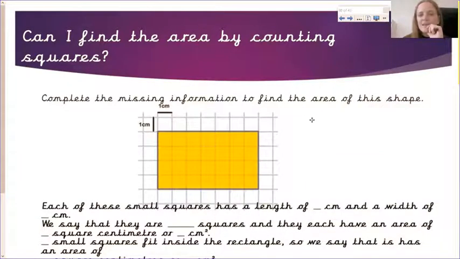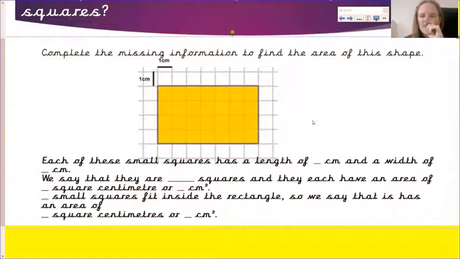Right, complete the missing information to find the area of this square. So before we start, it's important to note that the squares being used in this measurement are 1 centimeter by 1 centimeter. Okay. So that is 1 centimeter across, 1 centimeter down. Each of these small squares has a length of 1 centimeter and a width of 1 centimeter. And that's what we've just discussed.